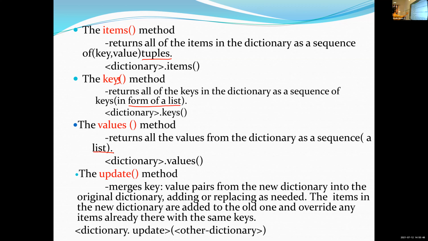So keys and values we already discussed. The keys method returns all of the keys in the dictionary as a sequence of keys in the form of a list. And the values method returns all the values, also in the form of a list. So when there is a question like write the output of one statement, if keys and values are there, then the output is within a list. How can we represent a list? Krishna? Square bracket. Yes, correct. It is in square bracket.